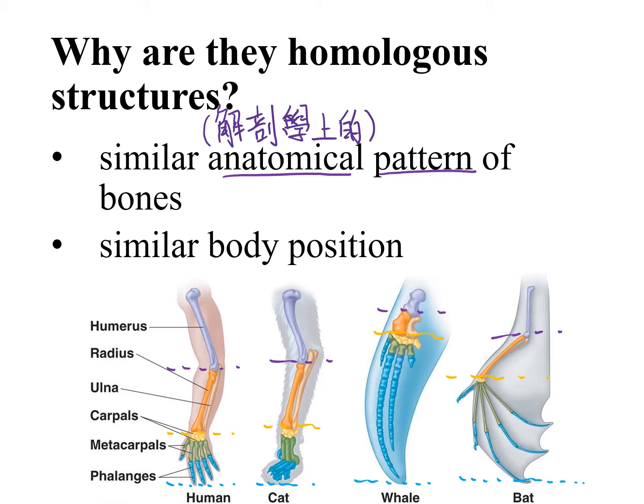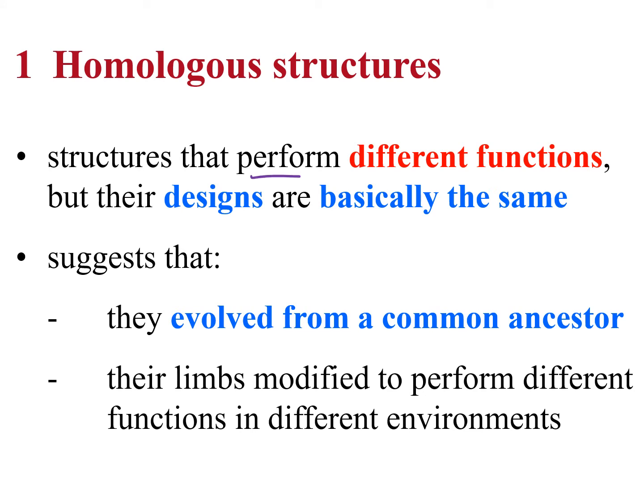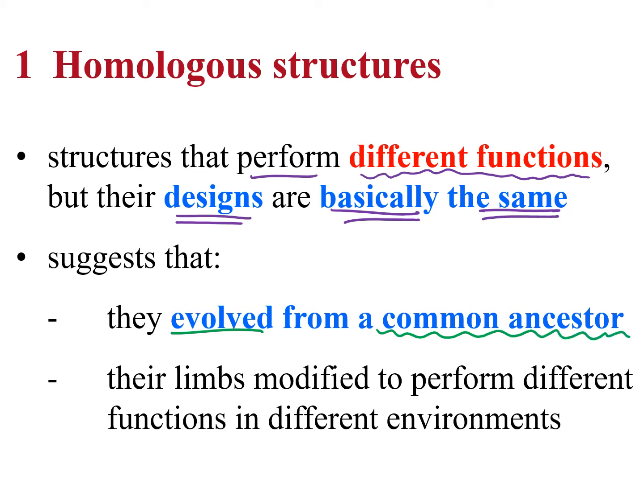Besides the anatomical pattern of bones, homologous structures also show a similar body position. The pentadactyl limbs can all be found in the upper body part of the animal. Although homologous structures perform different functions, their design is basically very similar, or you can say the same. So this suggests that probably all these mammals must have evolved from a common ancestor.